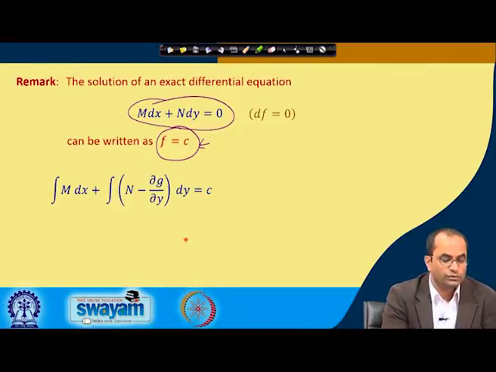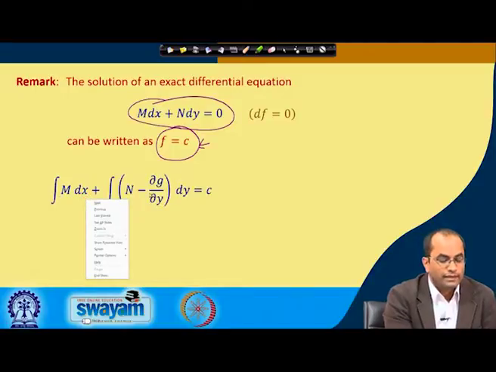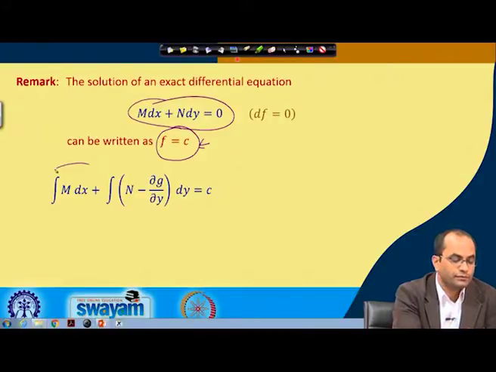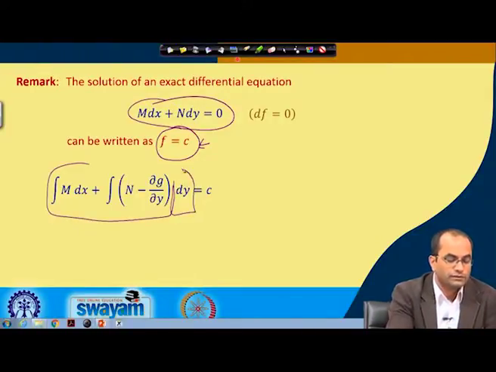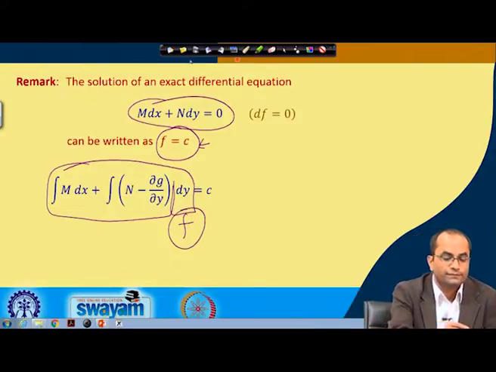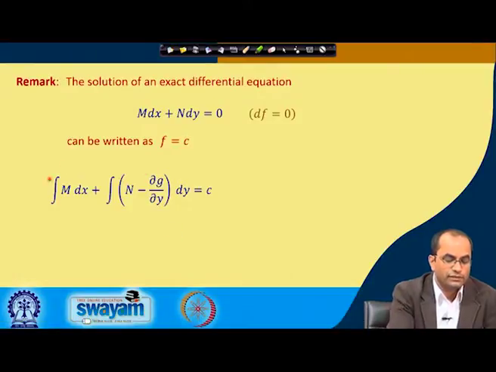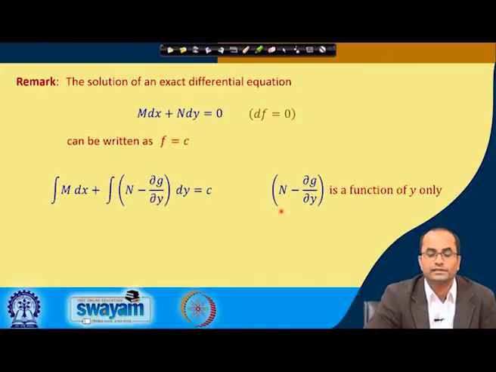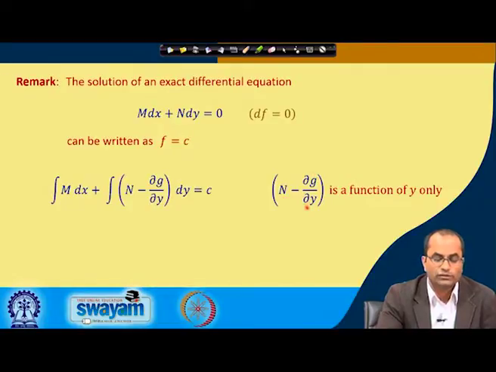So, just to note again that, as per our construction, the integral of M dx was one term, and then we also have this integral term, this is F which we have just constructed before. So, this is our F here, and we have constructed this theoretically. And what else can we get out of this? We have also shown there that if this equation is exact, then N minus ∂g/∂y is a function of y only.